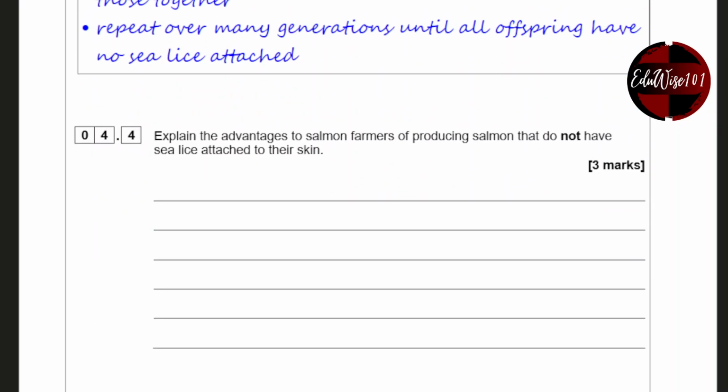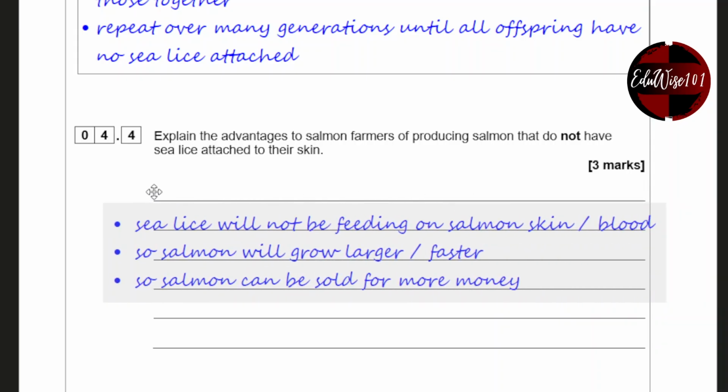Explain the advantages to salmon farmers of producing salmon that do not have sea lice attached to their skin. What is the advantage of producing salmon with no sea lice attached to them? Well, if there is no sea lice attached to the skin of the salmon, then the salmon are going to be healthy. If they are healthy salmon, then they would grow faster as well, which means that you can actually sell them for more money. So, sea lice will not be feeding on salmon skin or the blood, so salmon will grow faster or larger, so salmon can be sold for more money.